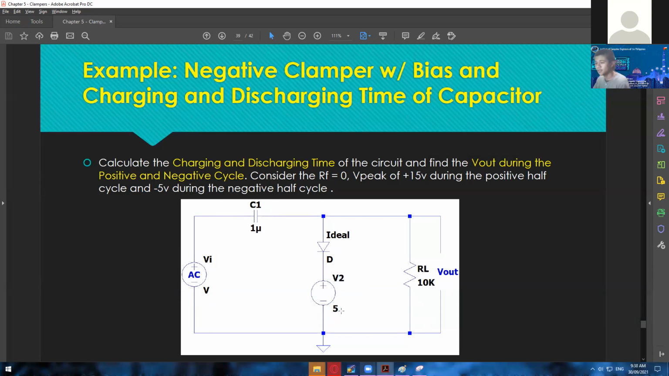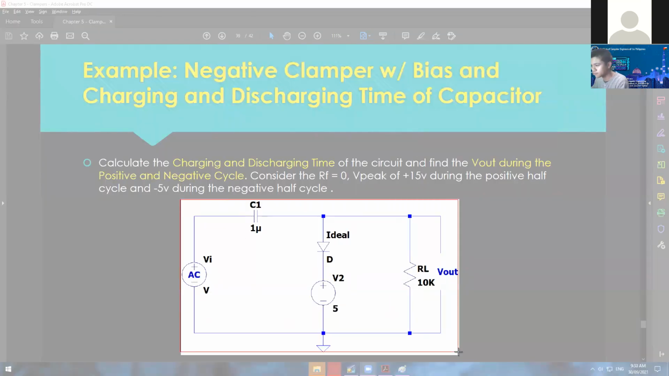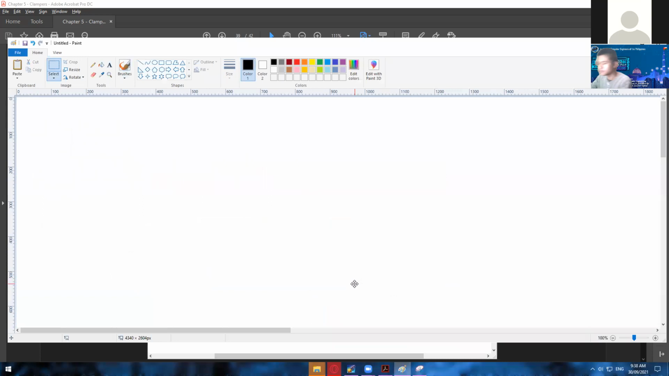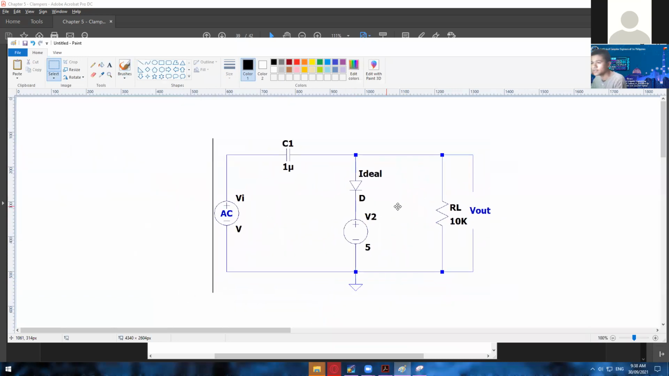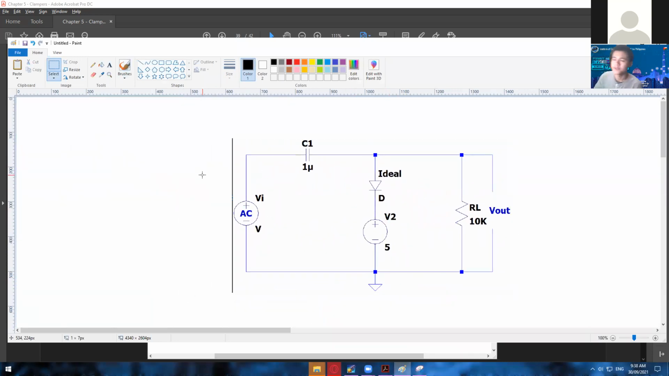So in here, where should we start? Is it positive half cycle or negative half cycle? Positive, sir. Okay, very good, Mr. Agustin. Of course, we will start with the positive half cycle because we want to charge our capacitance first.